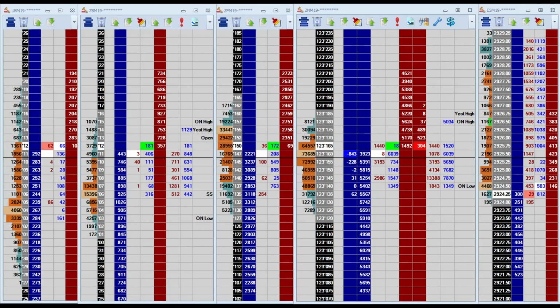But we'll see. So as far as areas of interest, obviously the overnight high would be a nice area to engage. There's also this profile step here. Kind of keeping an eye on that. That rejected several times overnight.